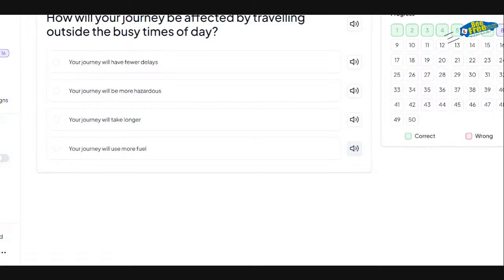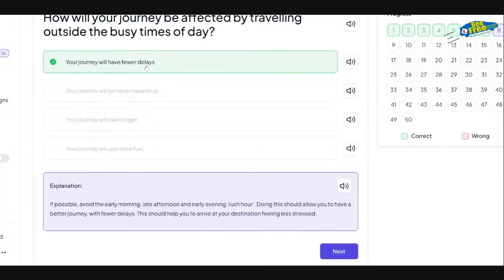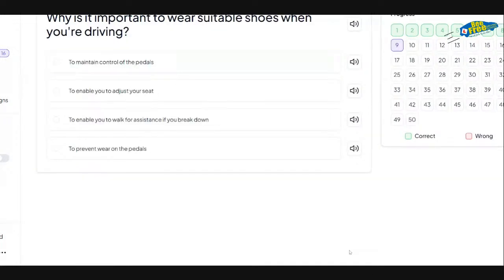So, if I'm driving and it's less busy, hopefully I'll have fewer delays because there'll be fewer vehicles around. That's the only one that makes sense. There we go. So we're avoiding the rush hour basically. And if you're in London, you know what that rush hour is all about. It's kind of crazy.